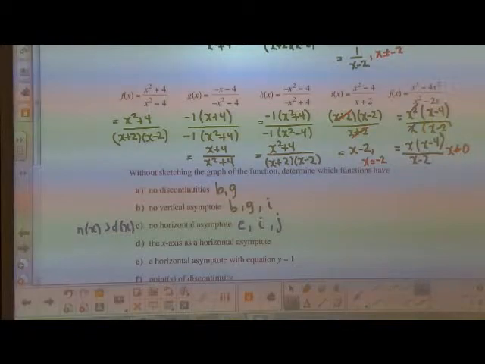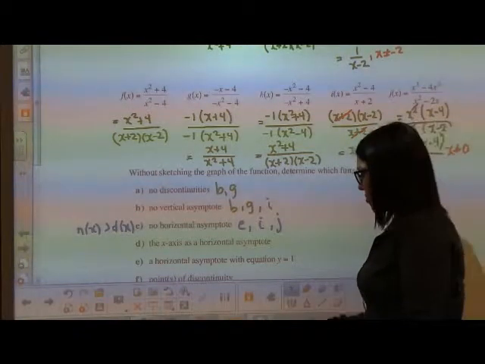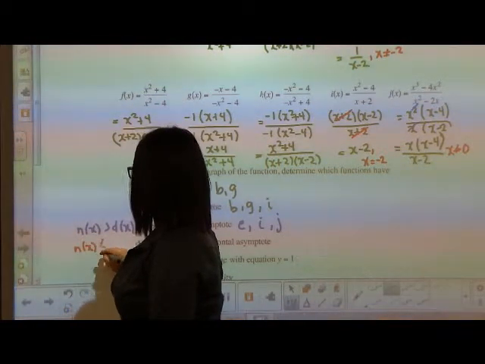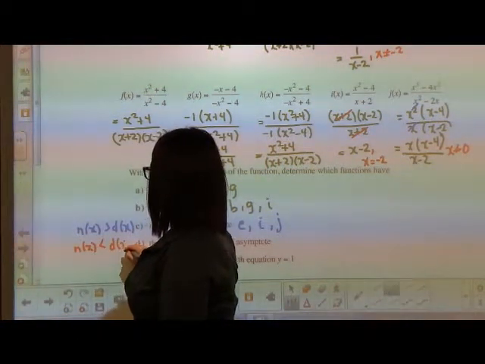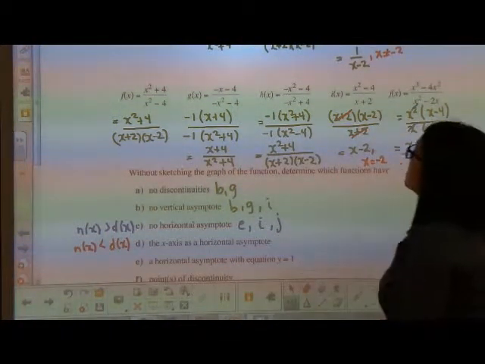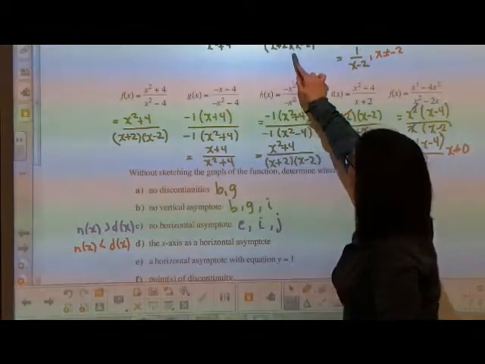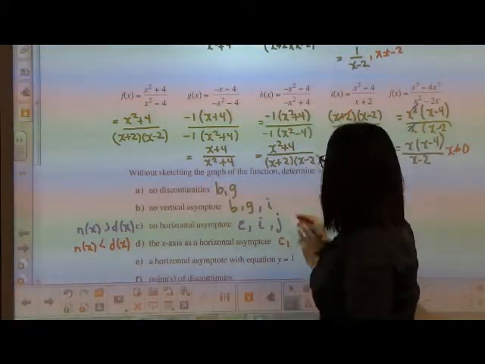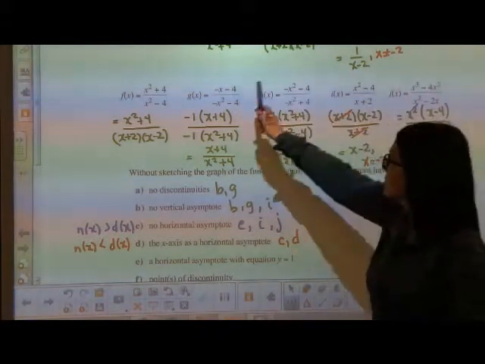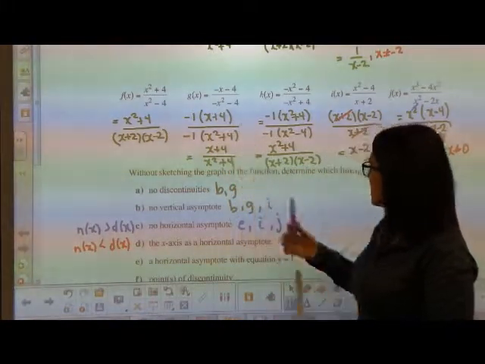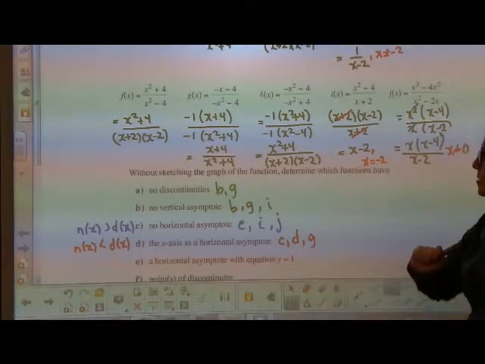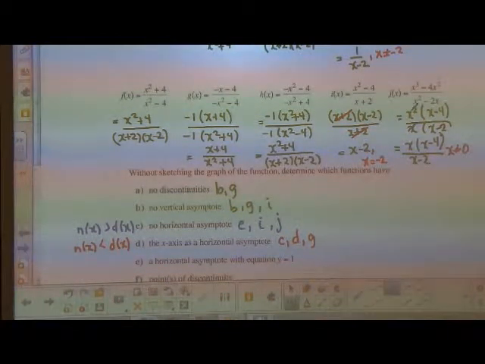D says, which of the following is the x-axis a horizontal asymptote? The x-axis is a horizontal asymptote when the degree is less. So when the numerator is less than the denominator. So when does that happen? Equal, equal, less. So there's C. Less for D. Greater, equal, less. So G. Equal, more, and more. So C, D, and G.